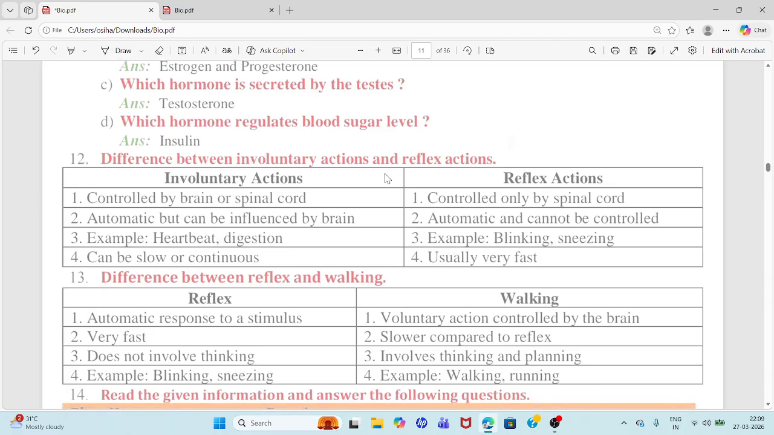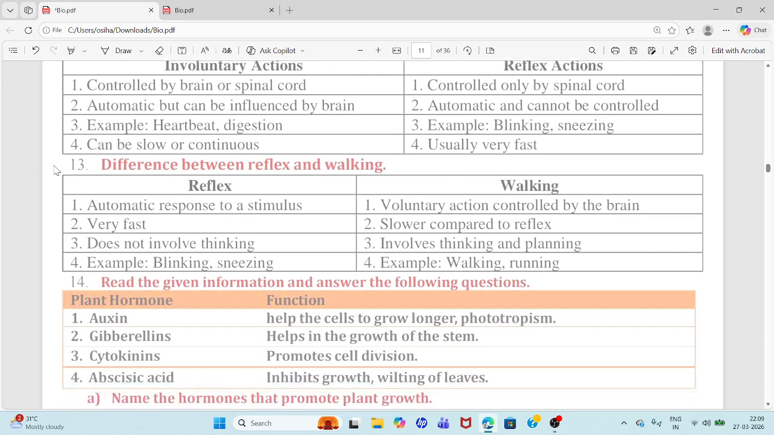12th question. Difference between involuntary actions and reflex actions. Involuntary actions are controlled by the brain or spinal cord; reflex actions are controlled only by the spinal cord. Involuntary actions are automatic but can be influenced by the brain; reflex actions are automatic and cannot be controlled. Example of involuntary: heartbeat, digestion. Example of reflex: blinking, sneezing. Involuntary can be slow or continuous; reflex is very fast.